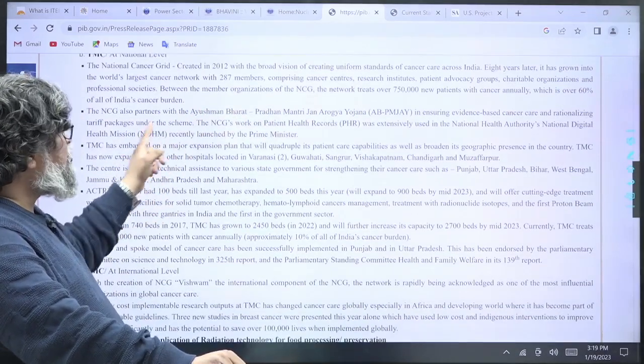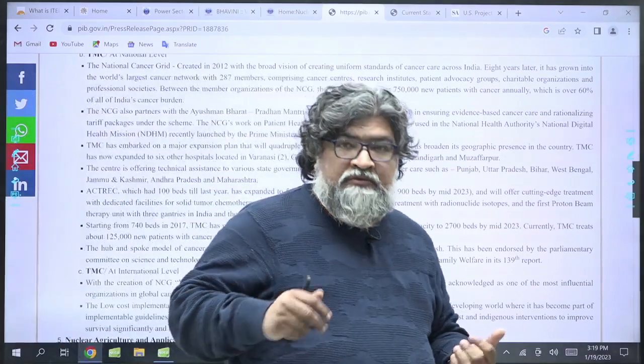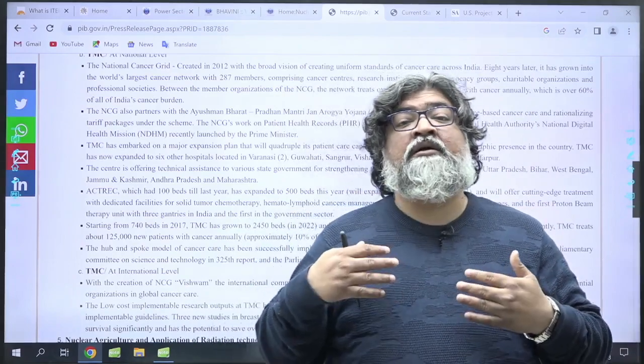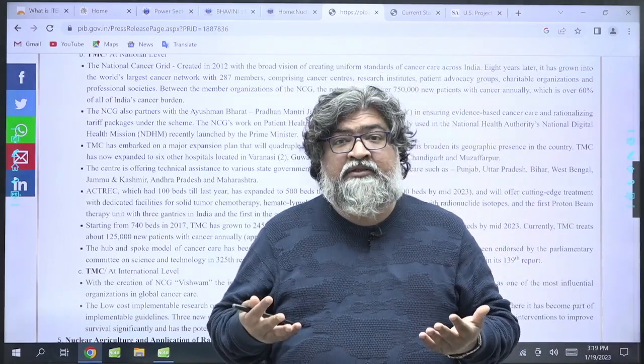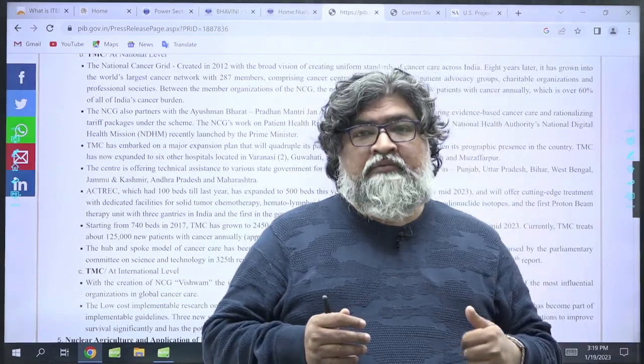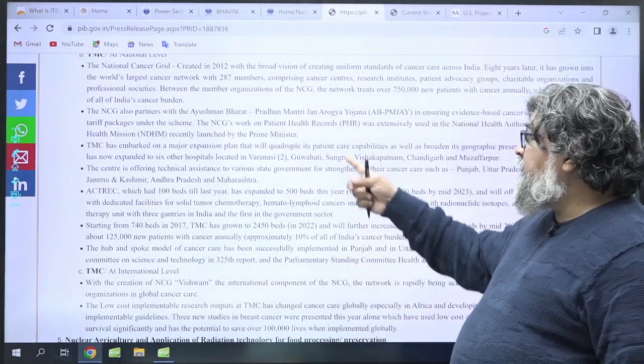This is what you have there. Cancer centers and all research centers there. Then Ayushman Bharat, Pradhan Mantri Jan Arogya Yojana, the central government scheme. And in terms of affordable cancer treatment, it has been added there. Ayushman Bharat is a government of India program. Mediclaim, medical insurance, right, all this kind of healthcare cost is covered.